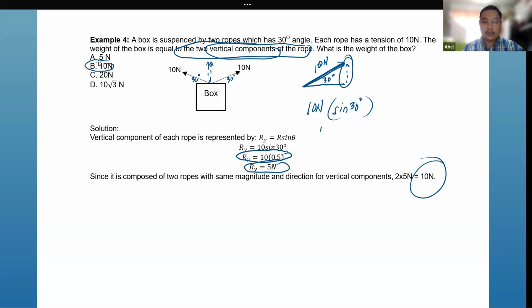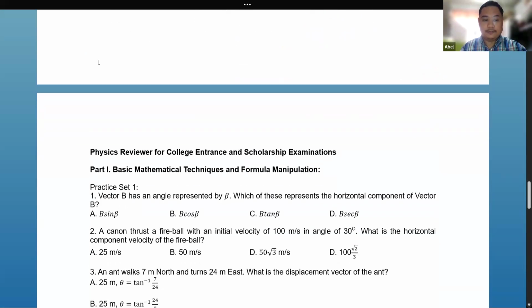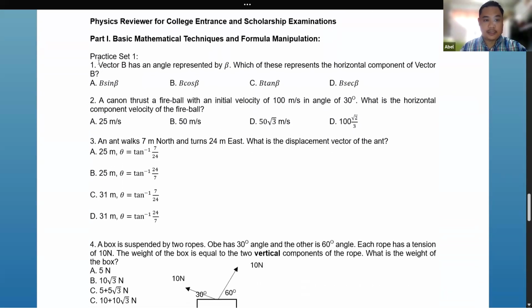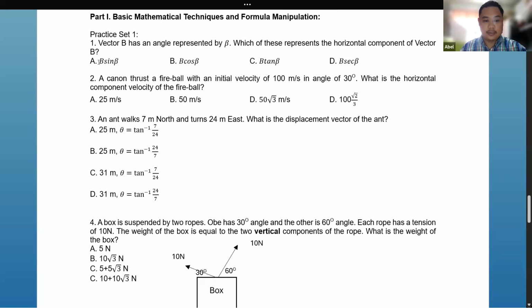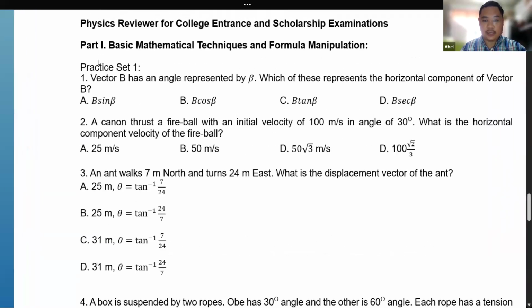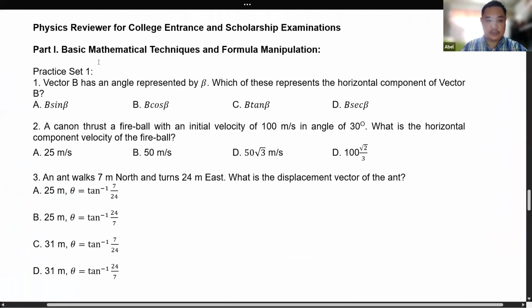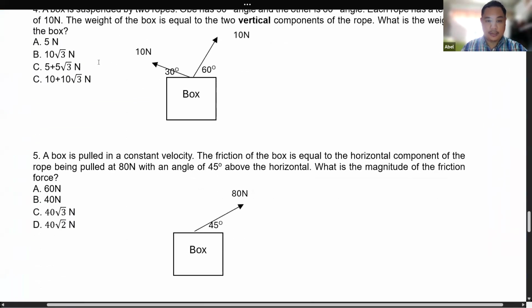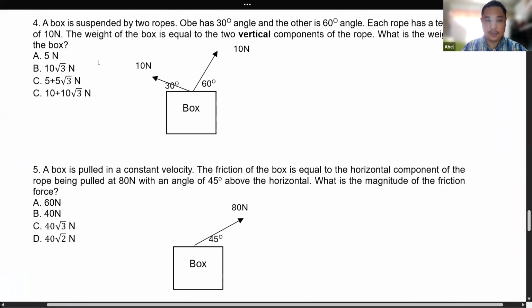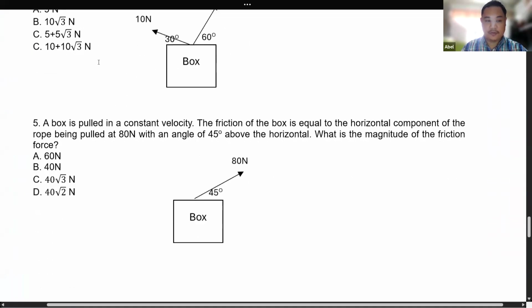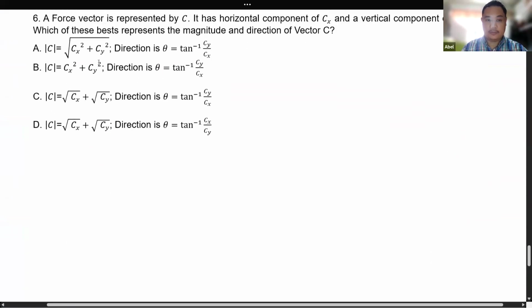Now, I would encourage you to look at the practice set. You may take a screenshot of this and try to answer items 1 to 6. So this is number 1, number 2, number 3, and then this one is number 4 and number 5. You can take a screenshot or pause the video. And this one is number 6.